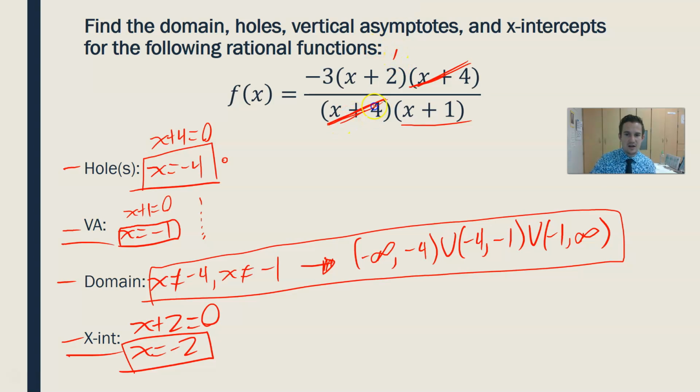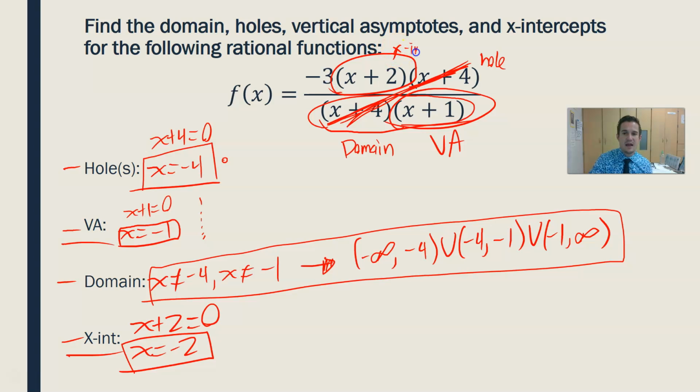So this number right here gave me my hole. This factor right here gave me my vertical asymptote. These factors right here gave me the numbers not in the domain. And then this remaining factor in the top gave me my x-intercept.